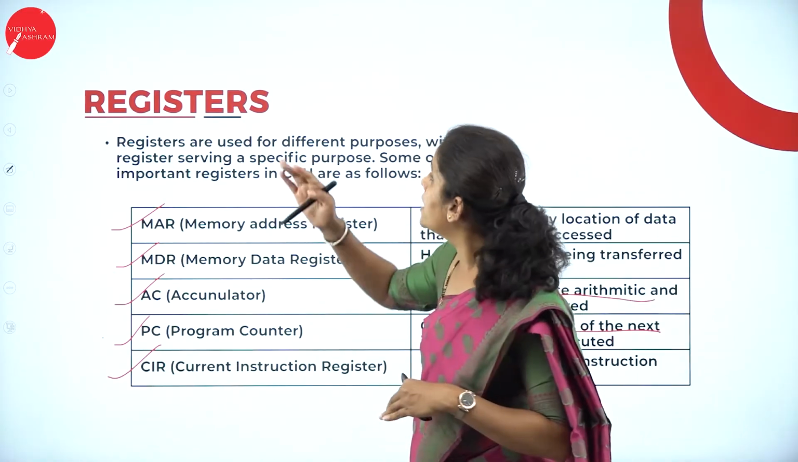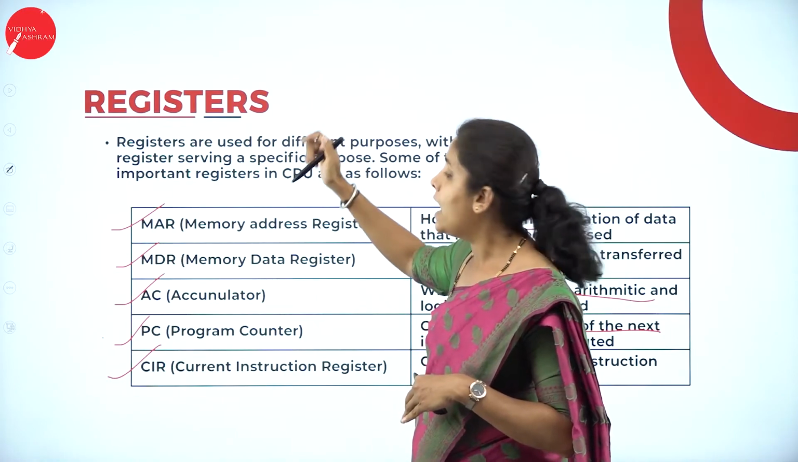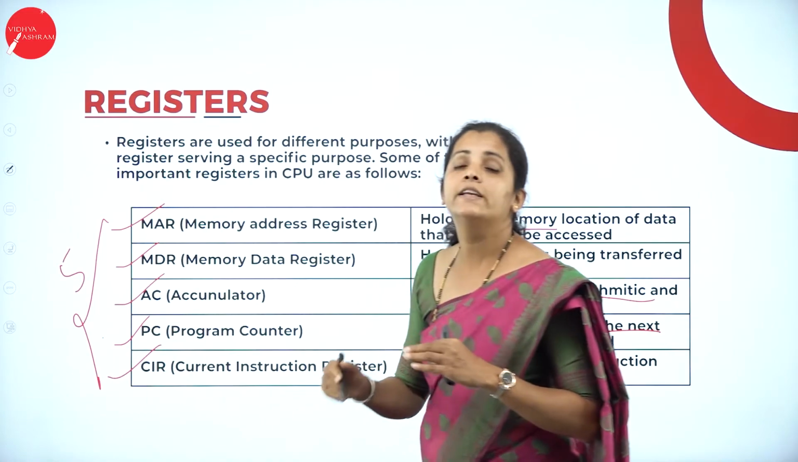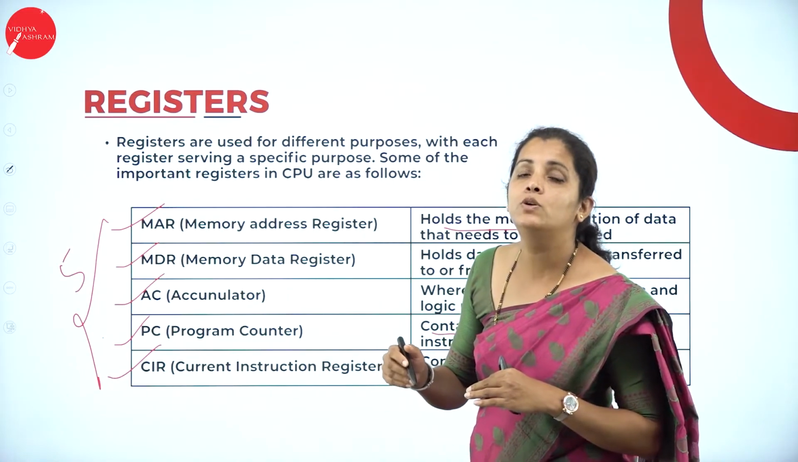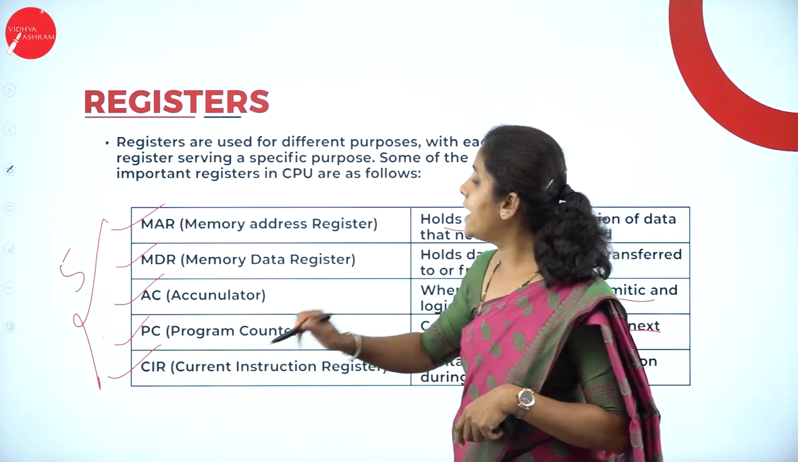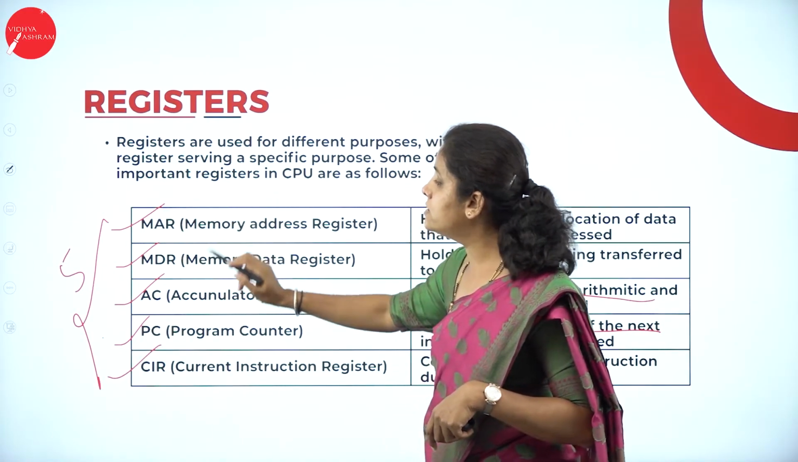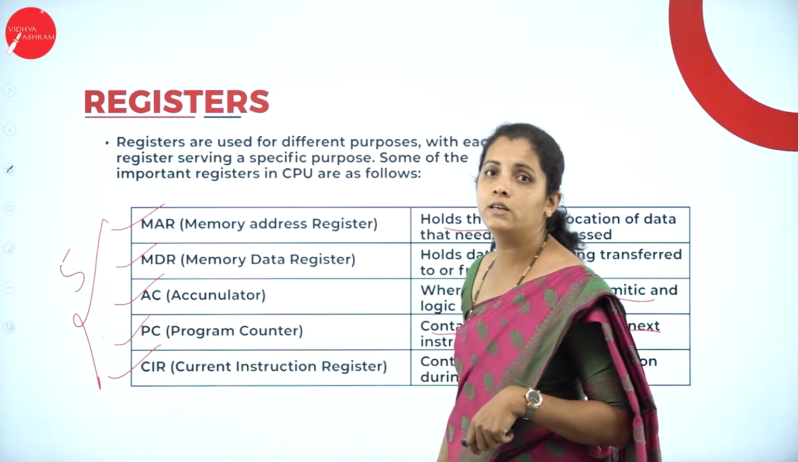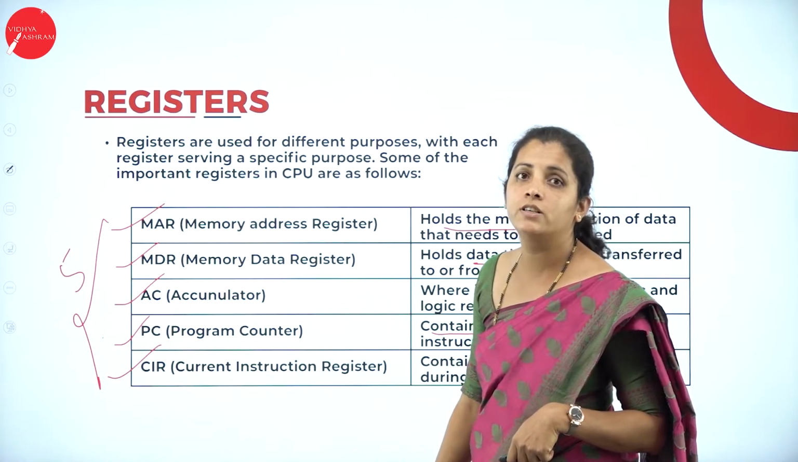Registers are temporary storage areas, and we have 5 different registers, each capable of doing its own specific task: memory address register, memory data register, accumulator, program counter, and current instruction register.